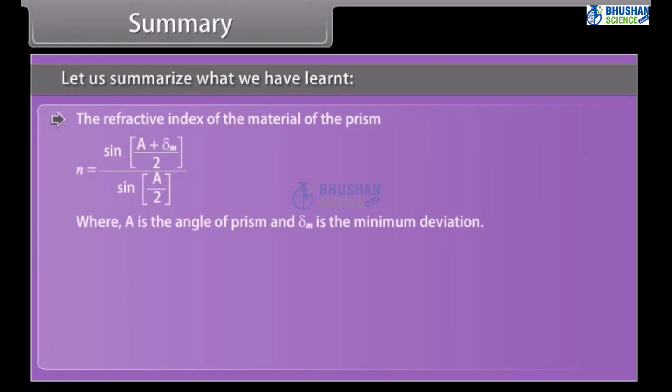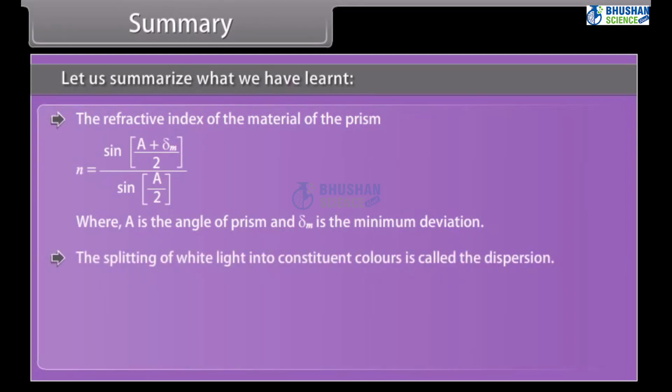The refractive index of the material of the prism, n is equal to sine of A plus delta minimum by 2 divided by sine of A by 2, where A is the angle of prism and delta m is the minimum deviation. The splitting of white light into constituent colors is called the dispersion.